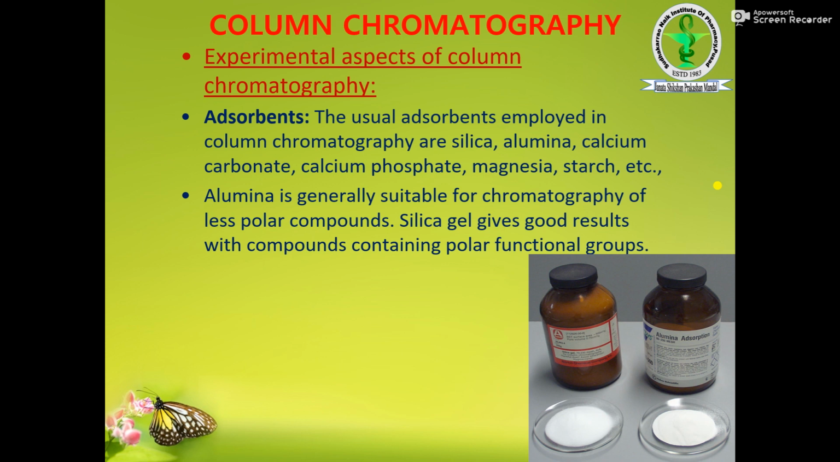Now consider the adsorbent. The adsorbents usually employed in column chromatography are silica, alumina, calcium carbonate, calcium phosphate, magnesia, starch, etc. Mostly they are organic and inorganic types of components. Alumina is generally suitable for chromatography of less polar compounds.